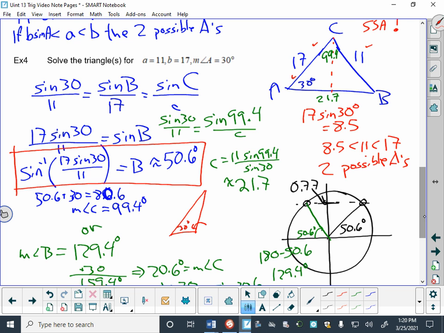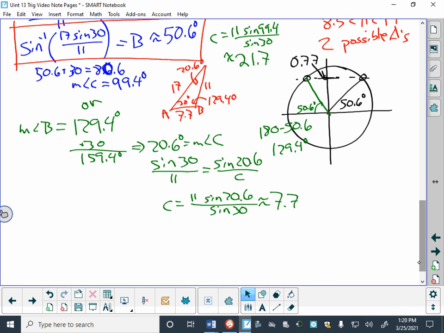My angle B was 129.4 degrees, and my side here was 7.7 because this angle was only 20.6 degrees. So unless I have some other information, I can't really tell the difference between those two.